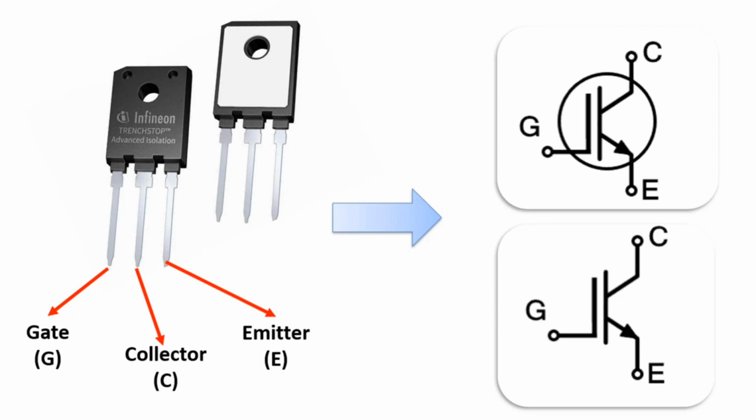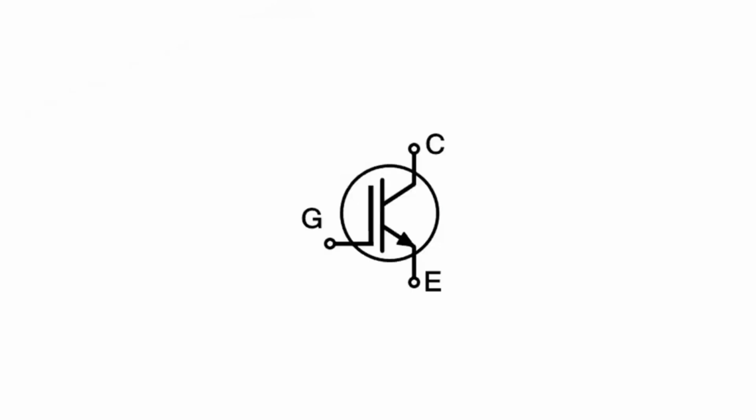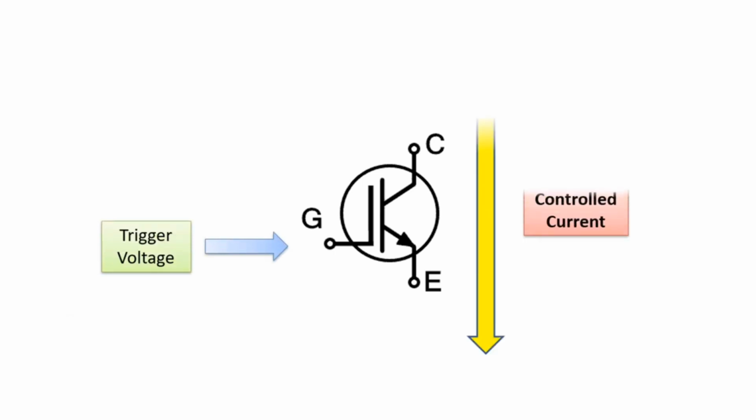As can be understood from the pin names, it shows both MOSFET and BJT transistor features. If you remember, the gate pin is located in the MOSFET, while the collector and emitter pins are located in the BJT transistor. The working logic is similar to the working principle of the same MOSFET. With the trigger voltage applied to the gate pin, a large current between the collector-emitter is controlled. In other words, as in the same MOSFET, current control is provided with voltage.